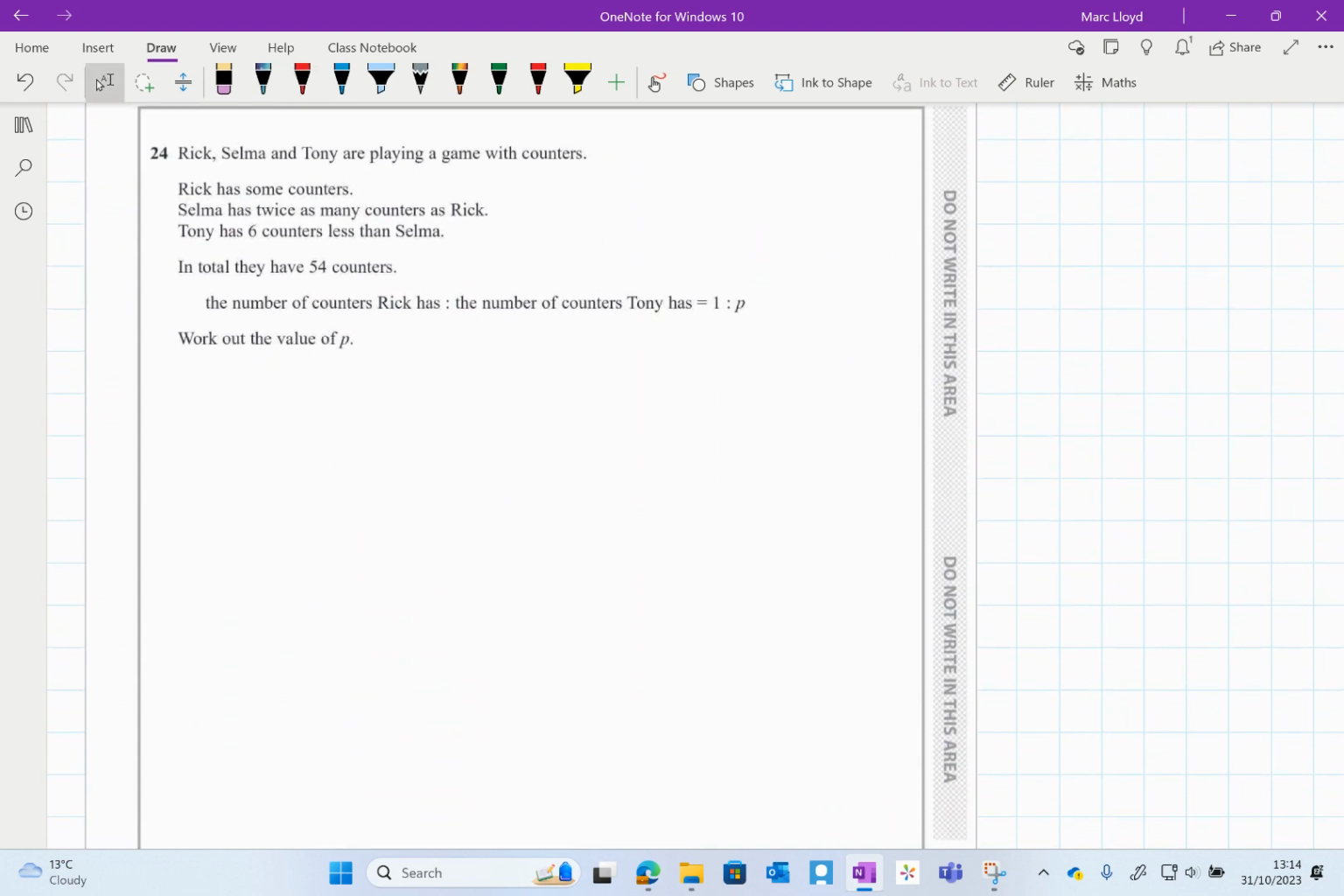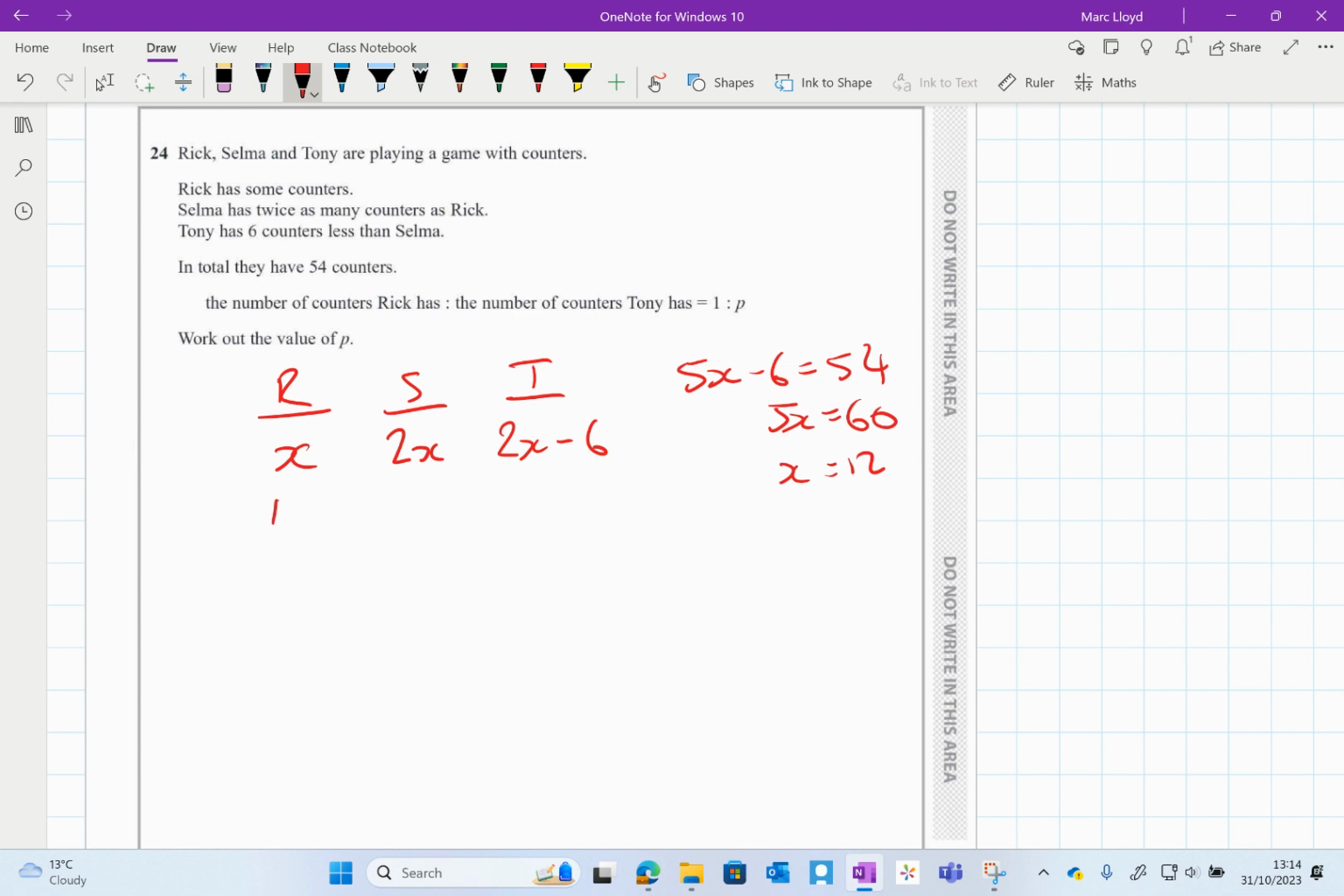Question 24. Rick, Selma, and Tony are playing a game with counters. Rick has some counters. Selma has twice as many as Rick. Tony has 6 counters less than Selma. Right, so Rick has got x. Selma has got 2x. Tony has got 6 counters less than Selma. 2x, take away 6. Happy. In total, they've got 54 counters, right? So that means 5x take away 6 equals 54. 5x equals 60, and x will therefore equal 12. So Rick's got 12, Selma's got 24, and Tony has got 18.